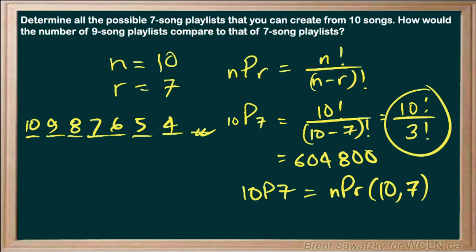Now, we're asked in the second part of this question, if we had a 9-song playlist, how would that change things? Well, if we had 9 songs, then there would be more options, right? We can probably picture that if the r was 9 here, everything works out a little bit differently. We're dividing by a smaller number, so we end up with a bigger overall number. However you want to justify it.